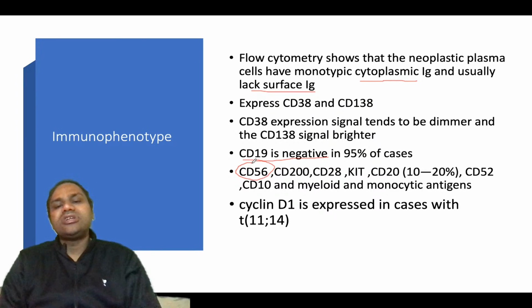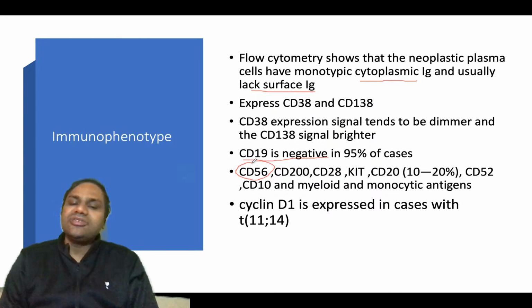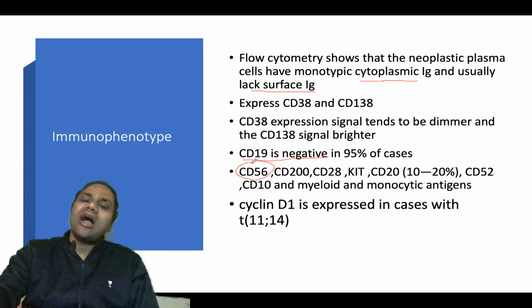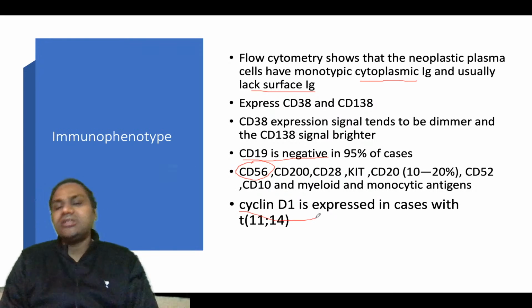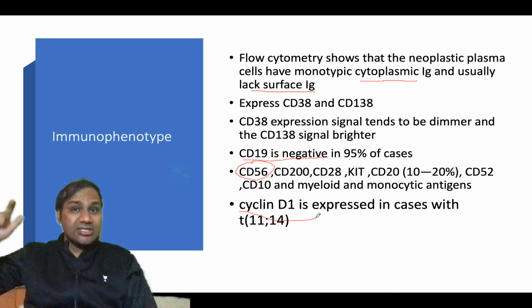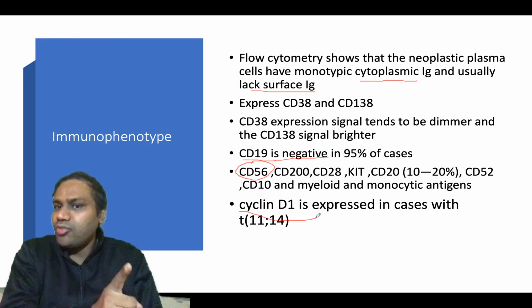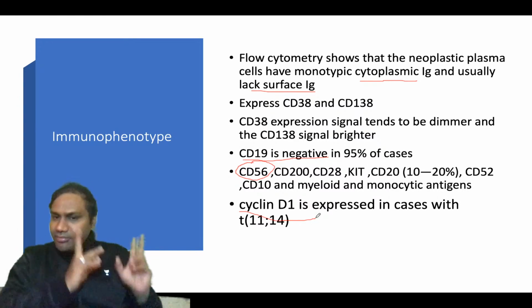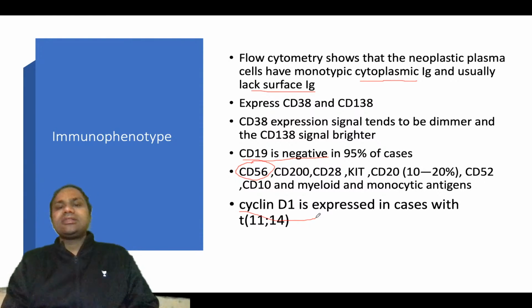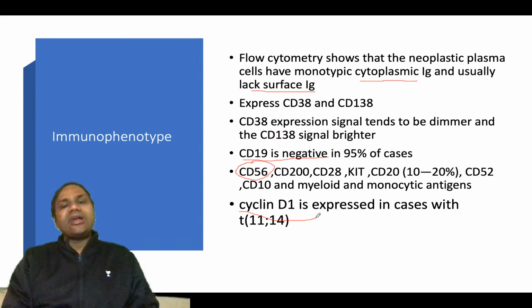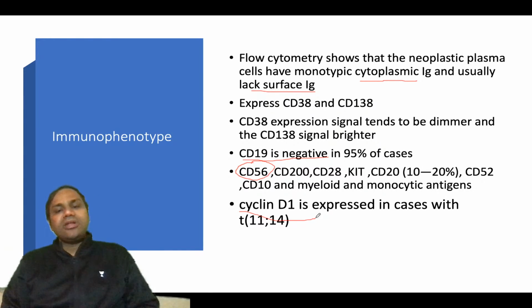Another very high-yield marker is CD56, so there will be CD56 positivity. Another high-yield point is that cyclin D1 expression can also be seen, which is seen basically in mantle cell lymphoma, along with SOX11. So cyclin D1 is positive in mantle cell lymphoma, but it can also be positive in plasma cell neoplasm, that is, multiple myeloma.